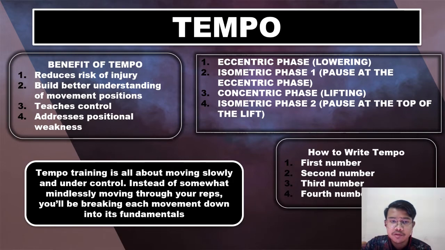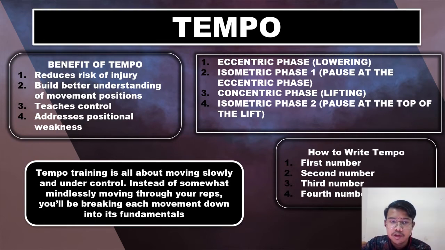And number 3 is address positional weakness. There will be parts of an exercise that people do better than others, and this varies from person to person. For example, when it comes to the deadlift, some people may find it more difficult to lift the bar off the ground, while others can do it easily but struggle to lock it out. Tempo training works well in addressing positional weakness. It forces you to slow down and break down the movement so you can work on this specific sticking point.